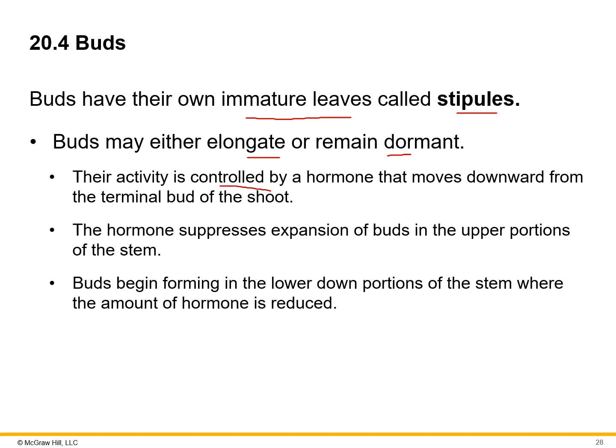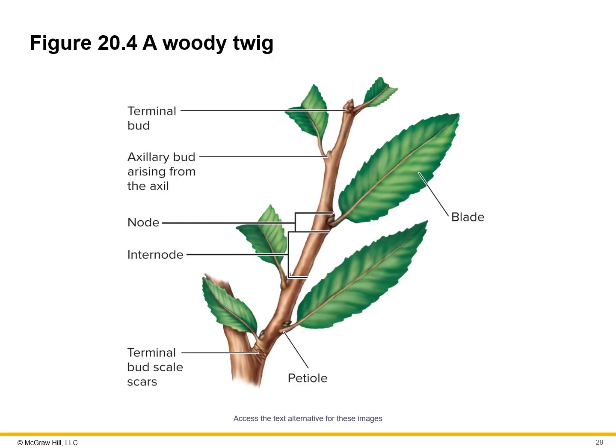So that activity is controlled by hormones, similar to our maturity. So it moves downward from that terminal bud to the shoot, and that hormone suppresses the expansion of the bud. And then the bud begins forming in the lower portion of the stem where that hormone has been reduced, where it hasn't quite gotten to yet.